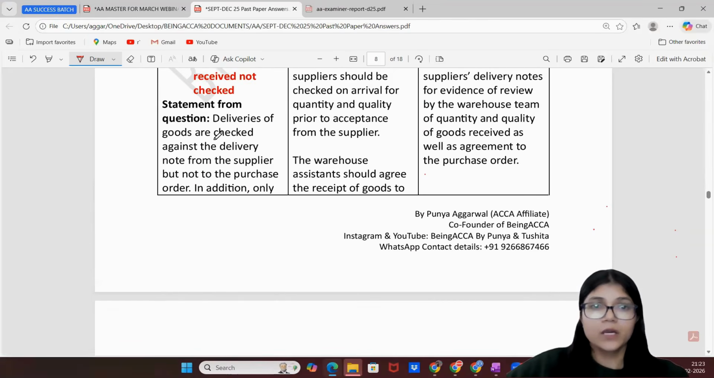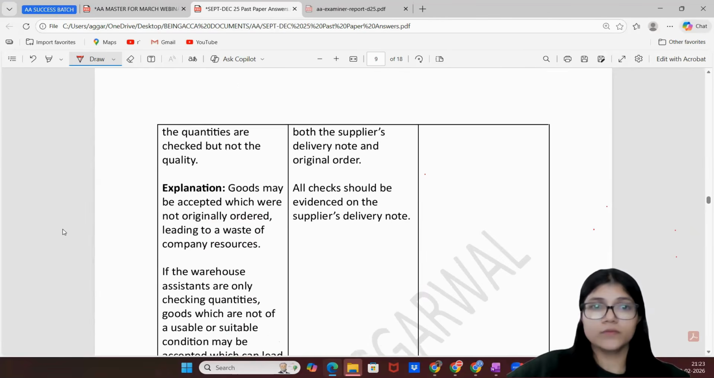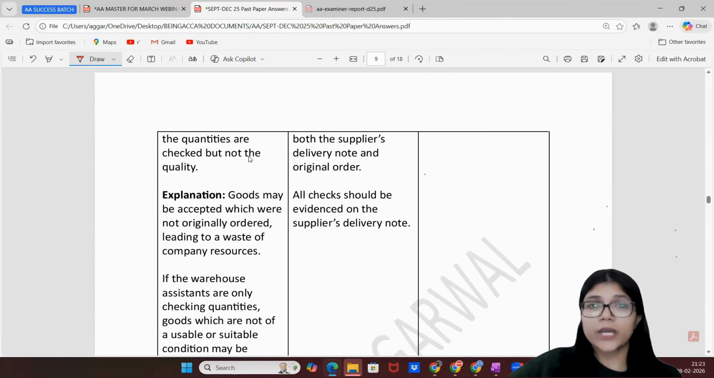This one. See, deliveries of goods are checked against the delivery note from the supplier, but not the purchase order. So this is the first thing that I mentioned. In addition, yeah, the quantities are checked, but not the quality. So who is going to check the quality? That is questionable, which they are not checking, right?